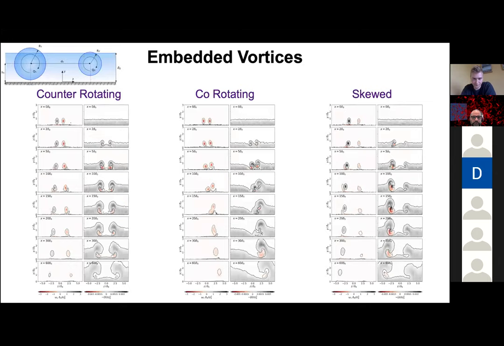Because we were using a Batchelor vortex model at this inlet, rather than resolving the vortex generators upstream, we were able to modify this very easily and investigate a range of different vortex configurations. So we looked at counter-rotating and co-rotating vortex pairs, as you can see here, also skewed the counter-rotating vortex pairs with different vortex strengths for each one. And we're able to look at a wide number of cases where we varied the separation distance as well. This is work that we're currently finishing writing up at the moment.